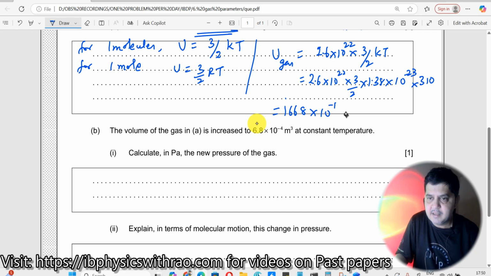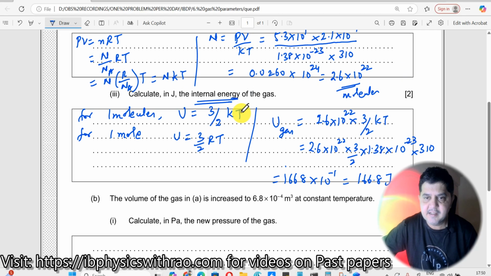It should be minus 1. Should be 166.8 joules. Two significant figures. I want to talk about how many significant figures. Let us look at this.